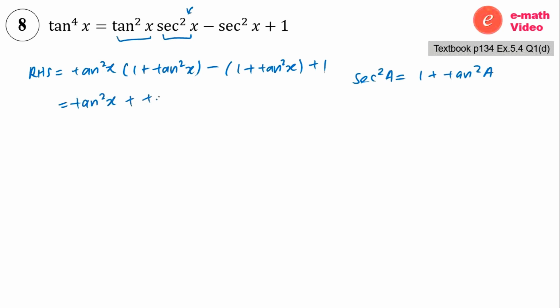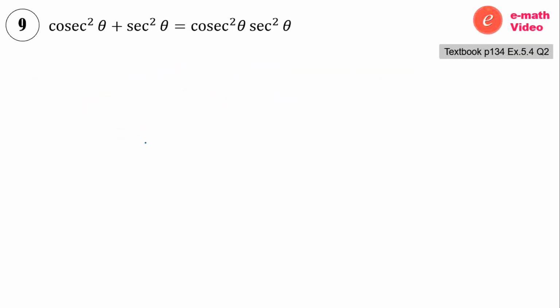Equals minus 1 plus tangent square x plus with a 1 equals to this tangent, we expand the bracket first, x plus tangent 4th degree x. You see, we got the 4th degree already. Minus 1, then minus tangent square x plus 1. Cancel this tangent square, negative tangent square, then negative 1 and plus 1 can cancel, equals to tangent to the 4th x. Proven.